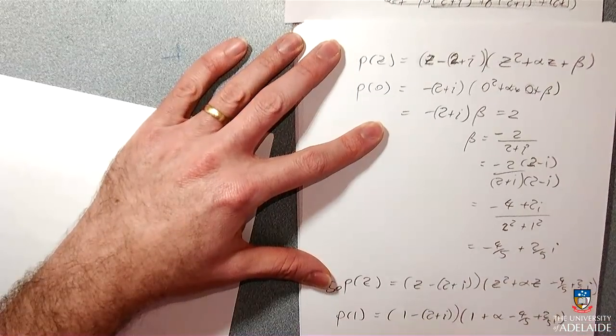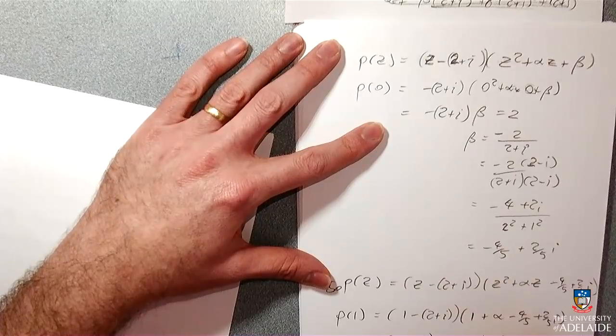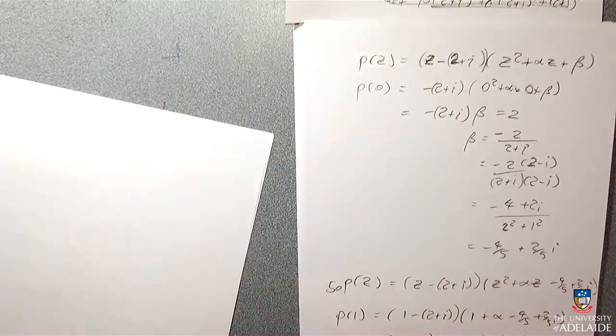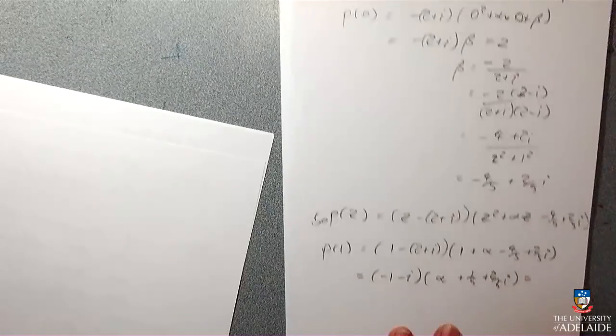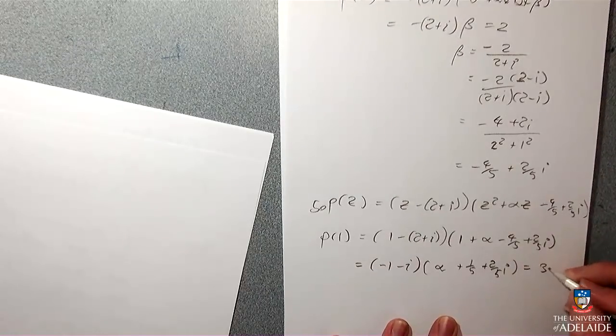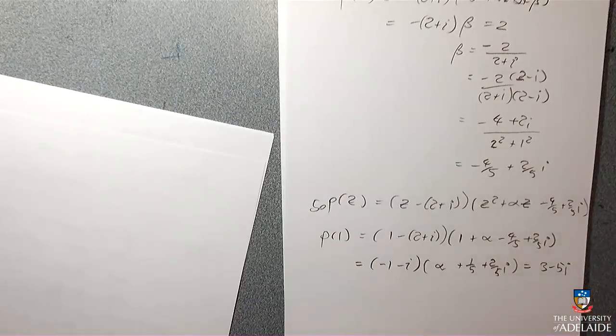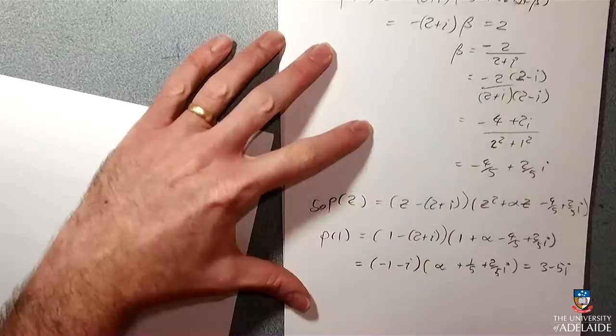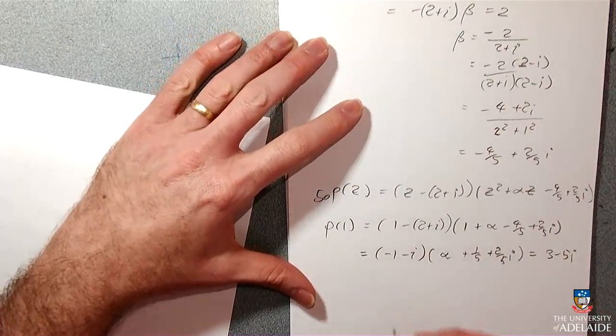All right, so this is minus 1 minus i here. And this is alpha plus 1/5 plus 2/5 of i, because 1 minus 4/5 is that. And this is supposed to be equal to 3 minus 5i. So I'll divide by the 1 minus i, and then add that. And that'll tell me what alpha is.